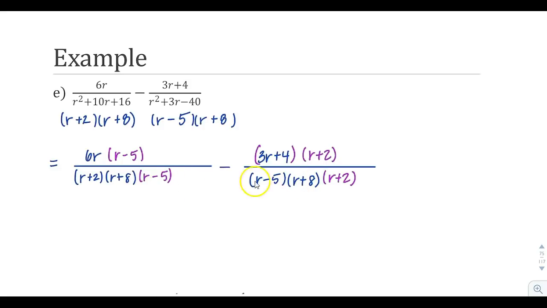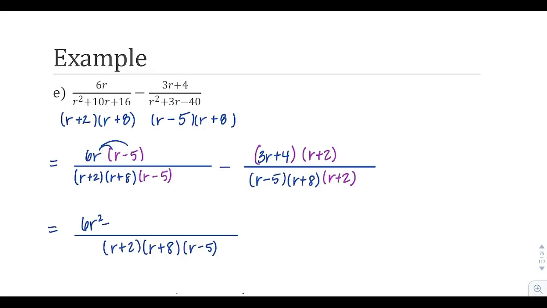So now these do have common denominators. They have all the same factors. They're not in the same order, but that's okay. They have an r plus 2, an r plus 8, an r minus 5. So we can write this as one rational expression. I'm going to put one big fraction bar here with the r plus 2, r plus 8, r minus 5 denominator. And across the top I'm going to distribute in the 6r. So I have 6r squared minus 30r.